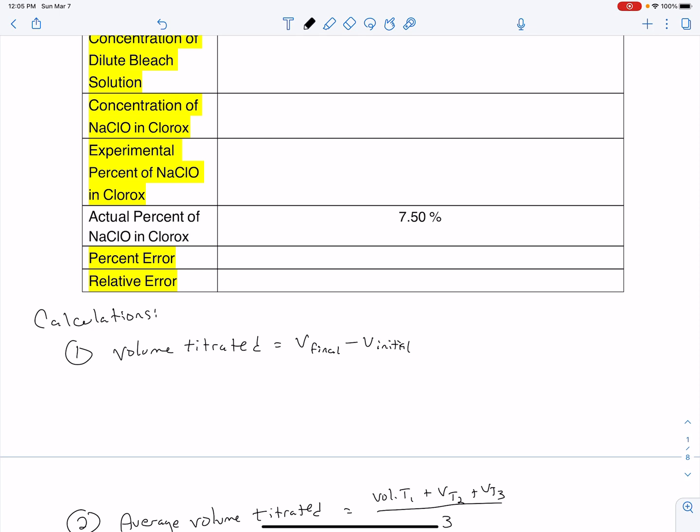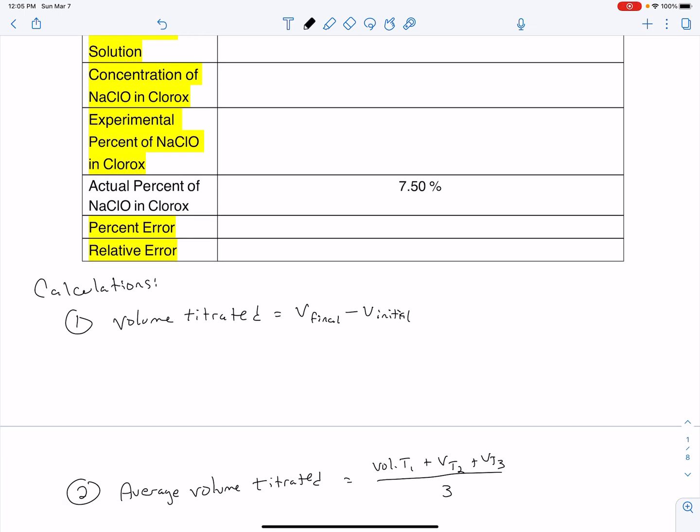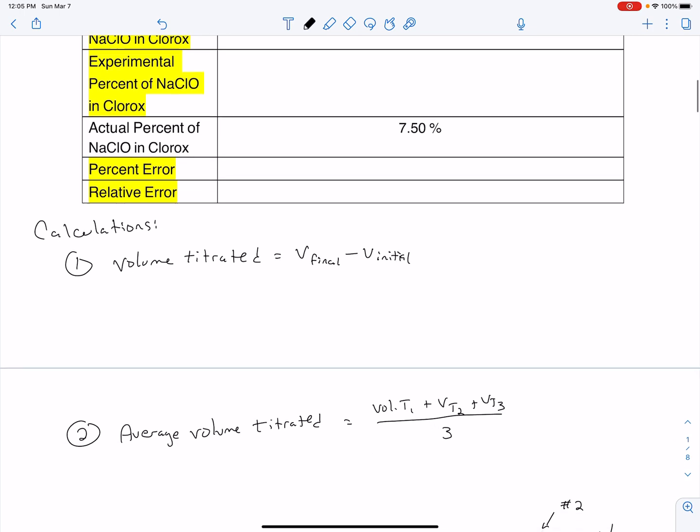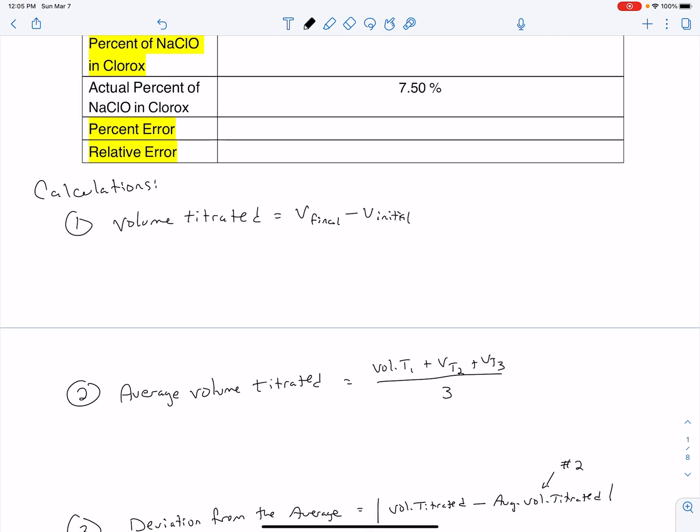First thing we start with is the volume titrated. That's the first thing that I highlighted. Volume titrated, final minus initial. That's nice and simple. This will have a plus minus value, as you're going to see. The average volume titrated is probably one of the more complicated plus minus values, because with this one, you're going to have to do two different errors associated with it. You're going to have to do a plus minus for the addition and then a plus minus for the division.